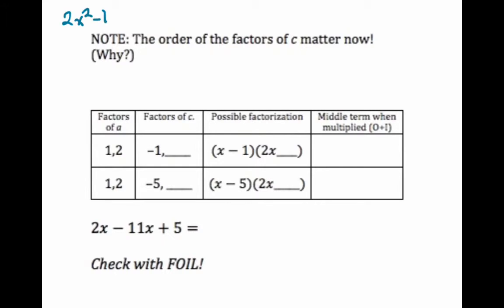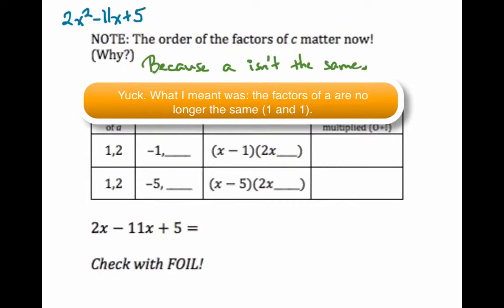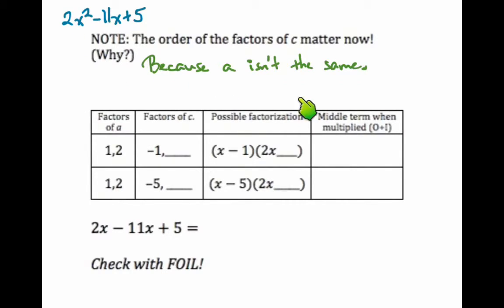All right, so I'm just rewriting my expression up here because I ran out of room. By the way, the factors of c matter now. It used to be that I didn't care what would get us our sum and what would get us our product. It didn't matter what order they went in. They matter now because a is no longer 1. If we've got an a of 2, and you'll see it in a second, our two factors are going to have different coefficients of x.